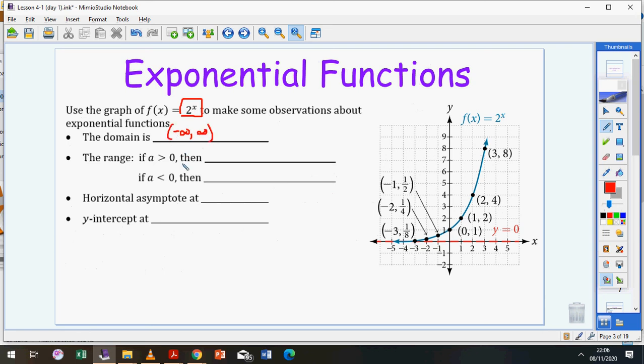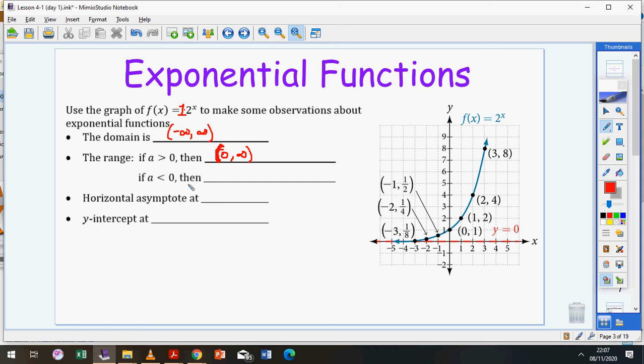The range, if a is bigger than 0, as you can see in this question, f of x is equal to 2 to the power x, the value of a is the number before the value of b, and the value of a is 1. So a is 1, 1 is greater than 0, therefore the range is all values from 0 going to positive infinity. You have y values for this function, sorry, 0 is not included, because y equals 0 is a horizontal asymptote.